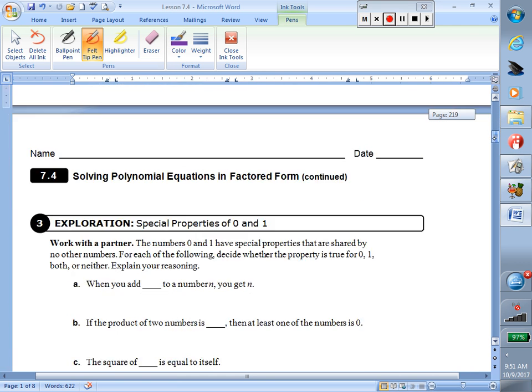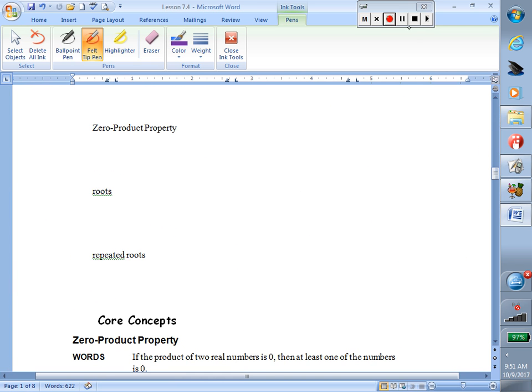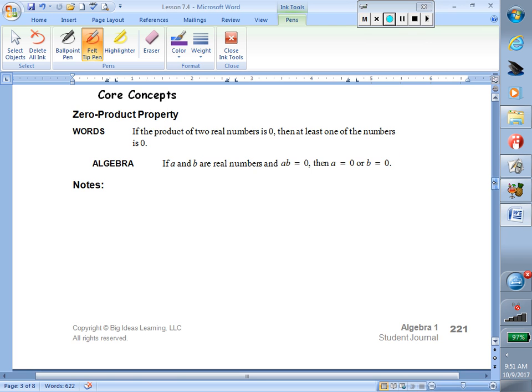So let's go ahead and turn to page 221 in your student journal. And we see the idea of the zero product property. It's a property you're all familiar with, but maybe you've never actually used the word zero product property. And all it means is if the product of two real numbers is 0, then at least one of the numbers is 0. So in other words, if you're multiplying two numbers together and the result is 0, that means one of the numbers has to be 0.